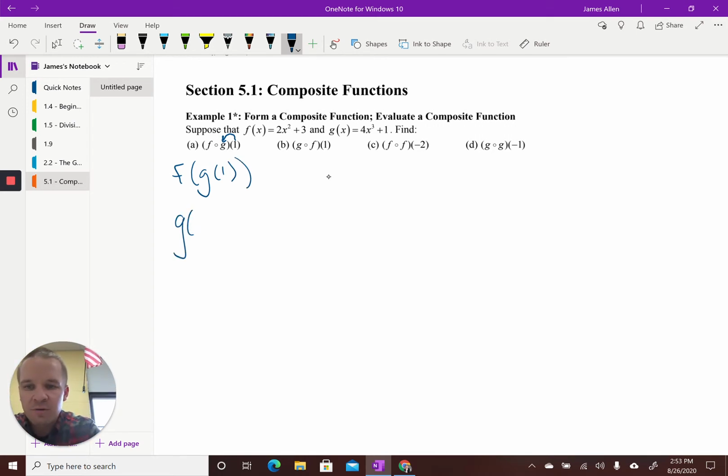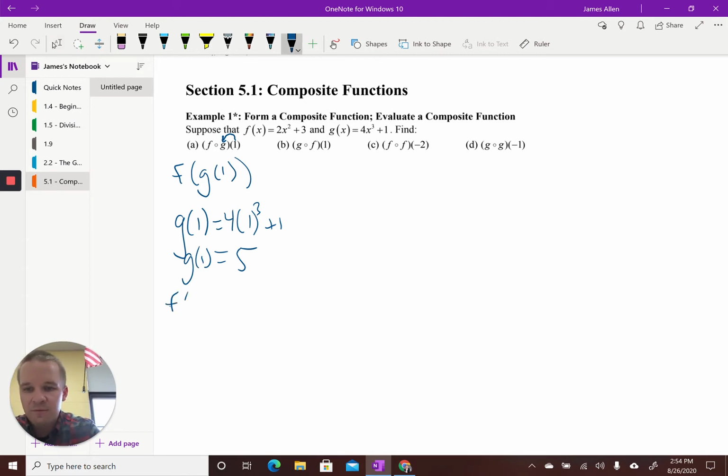So if I figure out what g of 1 is first, which would be 4 parentheses 1 cubed plus 1, when I figure out what that is first, well, 1 cubed is 1, 1 times 4 is 4, plus 1 is 5. So g of 1 is 5, and now I'm going to plug that into my f.